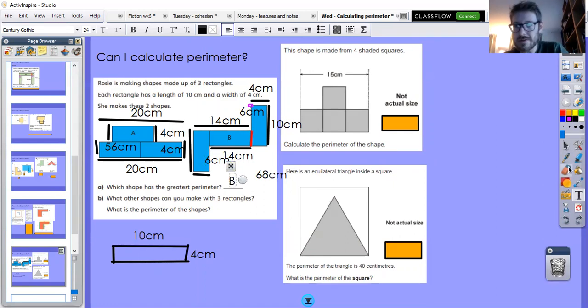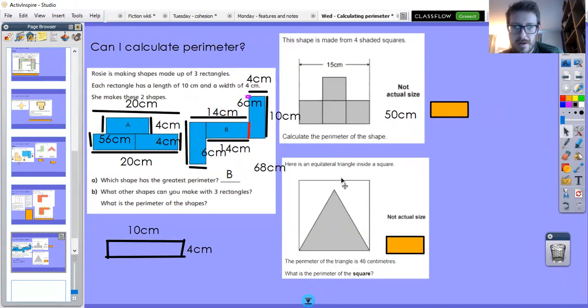And then hopefully you've had a go to try some of your own. And then this shape is made up from 4 shaded squares. Calculate the perimeter of the shape. Got 50 centimeters. And then an equilateral triangle inside a square. The perimeter of the triangle is 48 centimeters. What is the perimeter of the square? Hopefully that was a challenging one for you. And hope you got 64 centimeters.